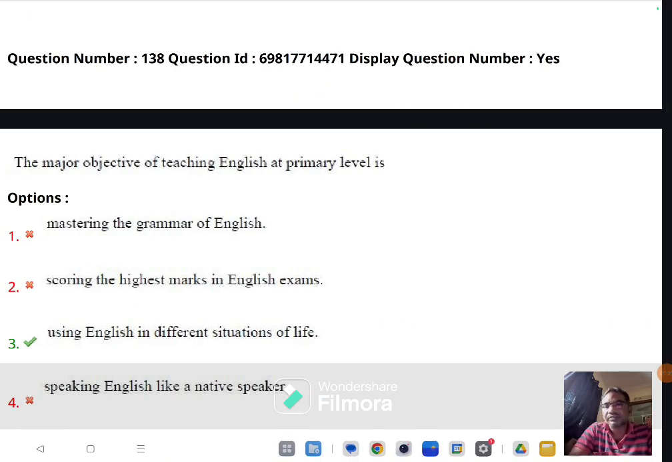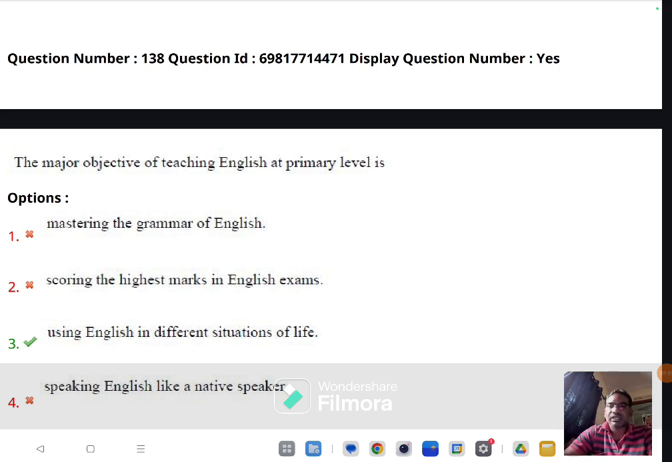Next question, question number 138 in this question paper. The major objective of teaching English at primary level is. Here the problem is all the questions and the answers are similar. You have to pick the right one in the given time. You'll be given 1 minute, and within that minute you're supposed to pick the right answer. There will be distractions, so carefully understand.